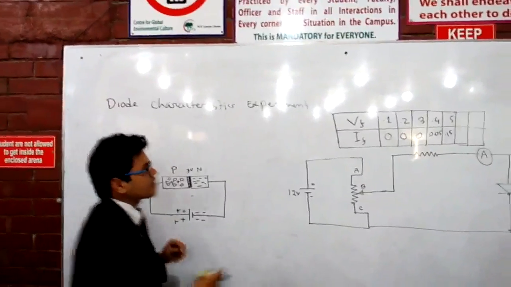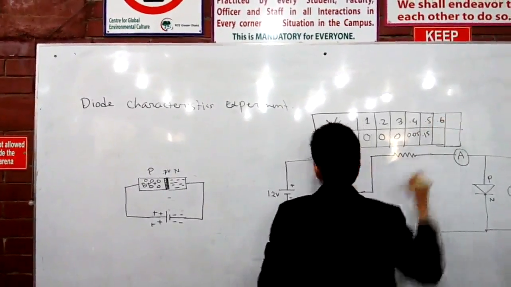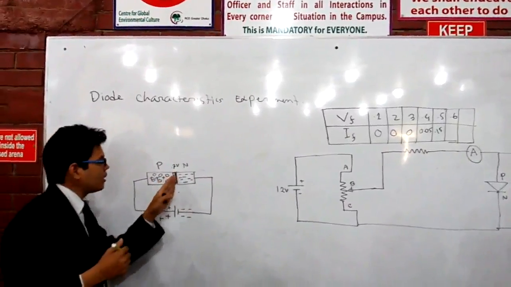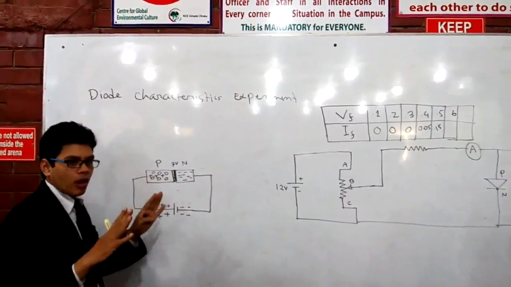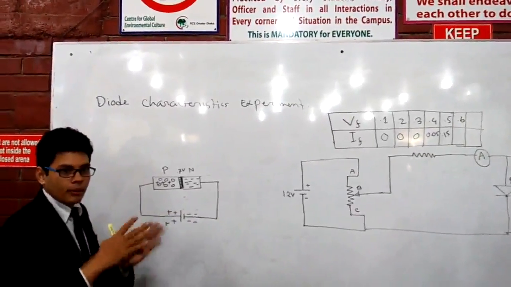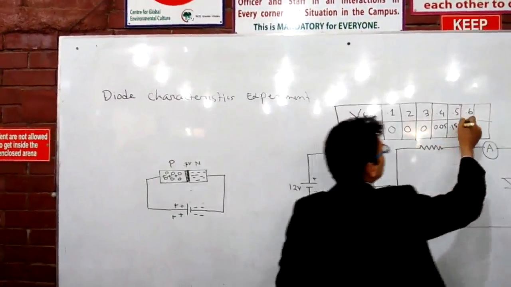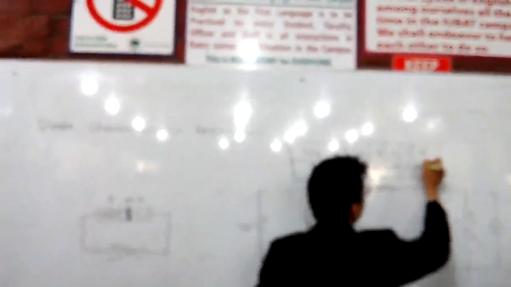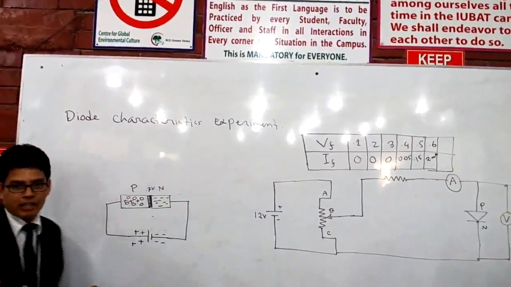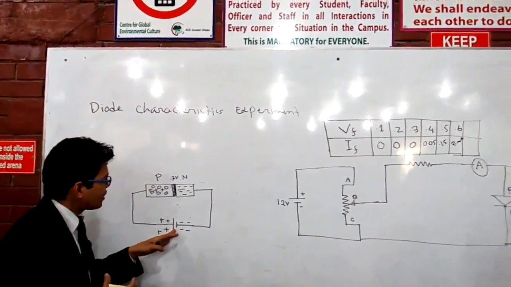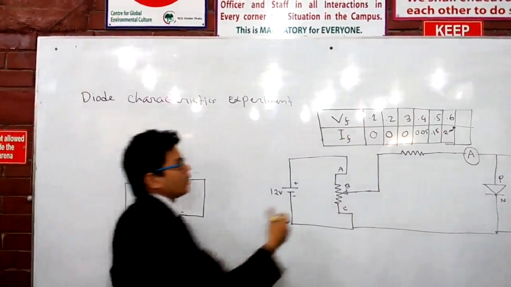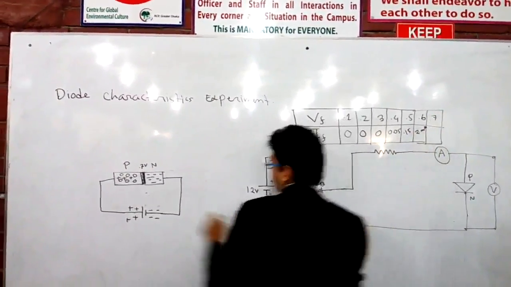Okay, at 0.6, if you increase to 0.6, what will happen? This wall will be broken, but not all. Maybe half or 1/3 will be broken. So that means we'll have more than 2 milliampere current, 2 point something, or even it might be 3 milliampere of current.